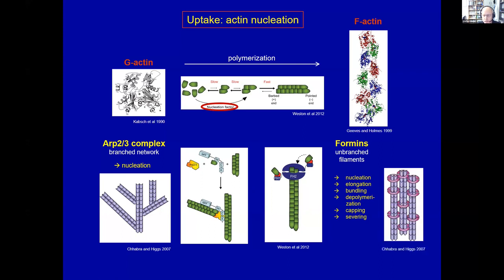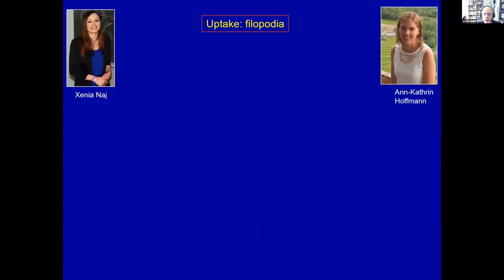And mostly this leads to the formation of these straight longitudinal bundles of actin. So that's just as a biochemical background. And these nice young ladies looked at the initial stages of the uptake of Borrelia by primary human macrophages. This is Xenia Nai, a former graduate student in the lab, and Ann-Kathrin Hoffmann, a former master student in the lab.